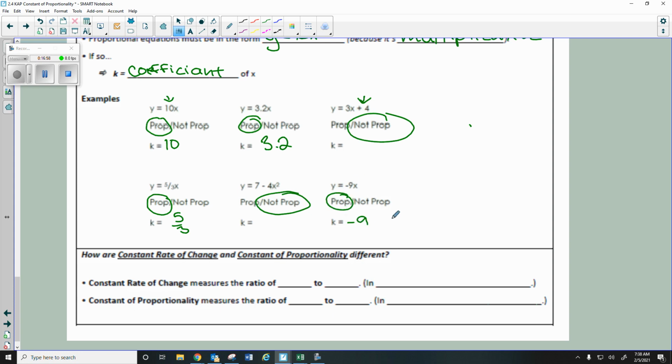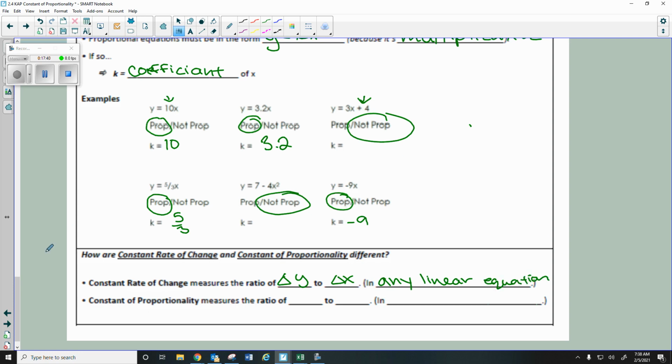Okay, so we need to sort of do a deep dive into how constant rate of change and constant of proportionality are different. In the constant rate of change, what we were doing the last 2 days, we took a table and we were always finding the change of things. We found the change in y to the change in x. And we found that rate of change in all different types of equations. We found them in additive, we found them in multiplicative, we found them in two-step equations. So we can have a rate of change in any linear equation.